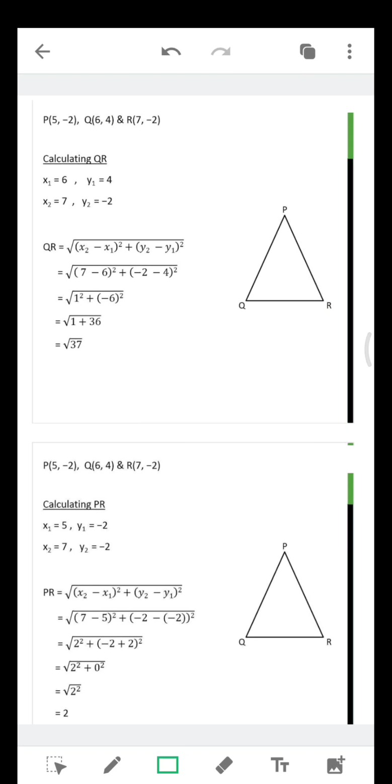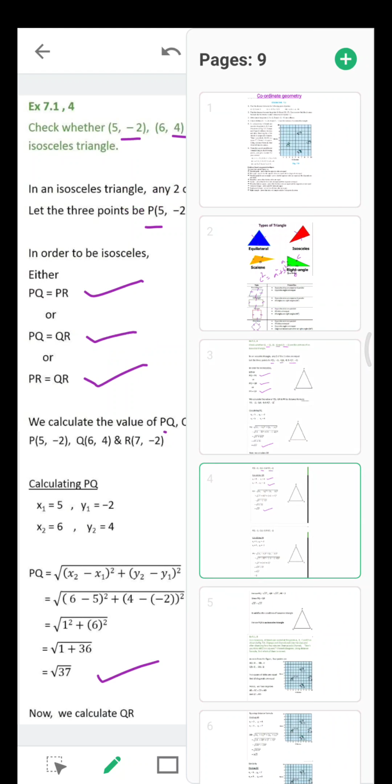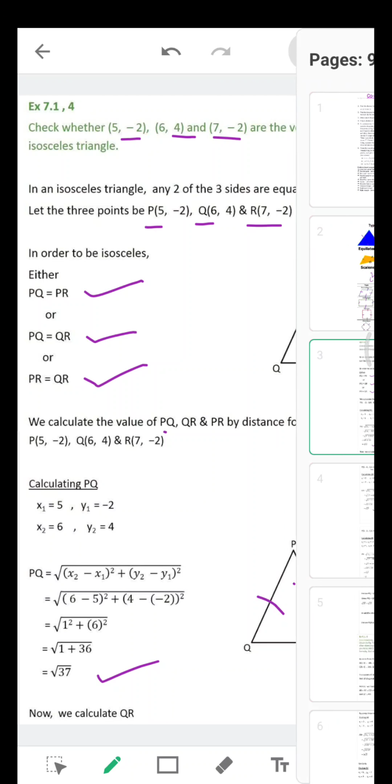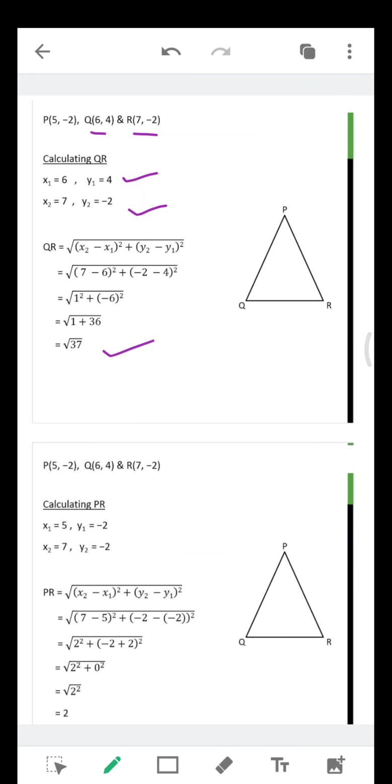QR, we should take these two vertices Q and R. So from Q, x1 y1 is 6 comma 4 and x2 y2 is 7 comma minus 2. Substituting in the formula, here also I got root 37. So in the previous case also we got the distance as root 37, PQ was root 37, and in this case again you can see QR is also root 37. So this is root 37 and this is also root 37.